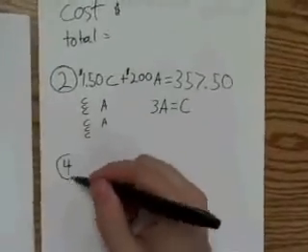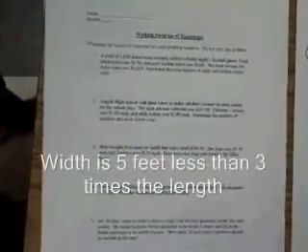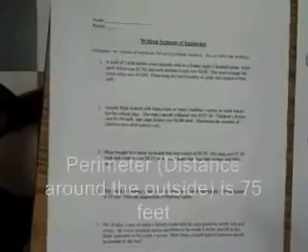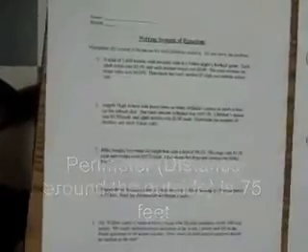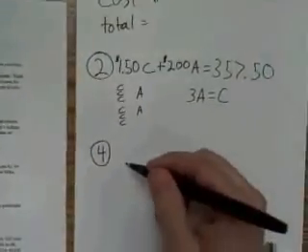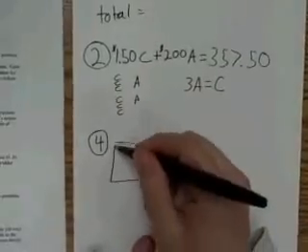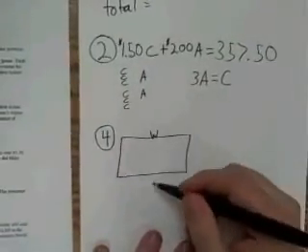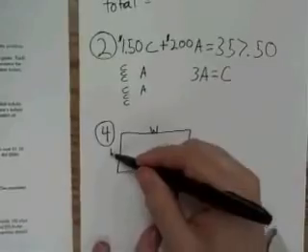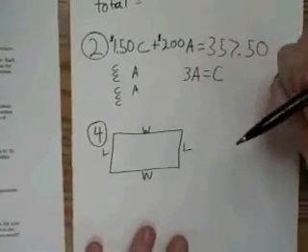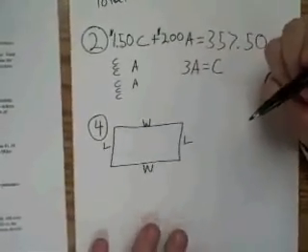Number 4 actually gives us a shape to work with. It says the width of Marcia's patio is 5 feet less than 3 times the length. The perimeter is 75 feet. Find the dimensions of Marcia's patio. Whenever you have a shape, always draw the shape. We know the width is bigger, so we're going to draw this patio coming off the back of her house. This is the width, this is also a width, this is a length, and this is a length. We know that the opposite sides are equal because it says it's a rectangle.